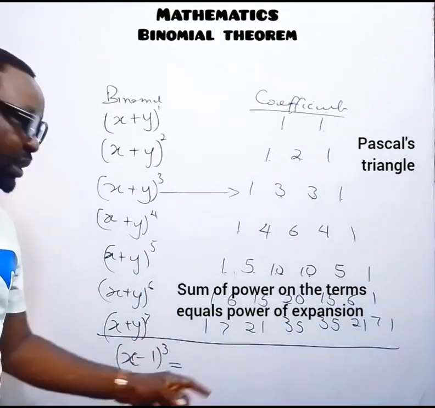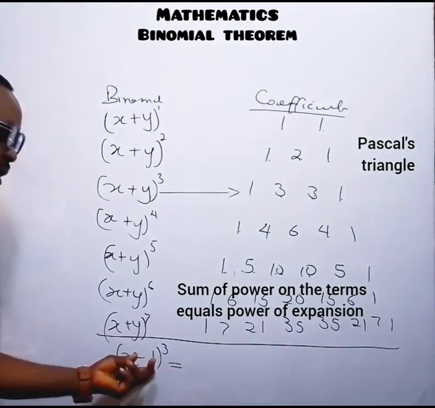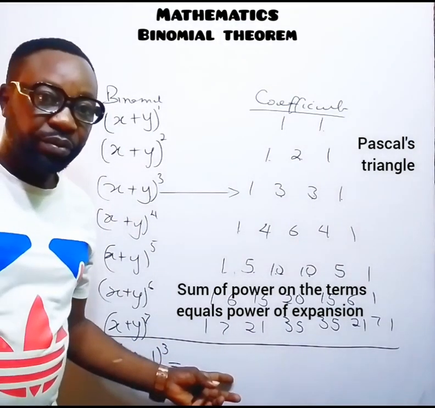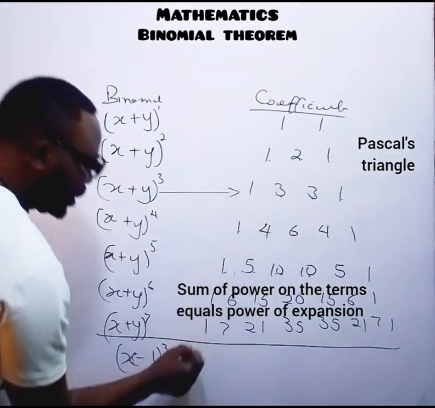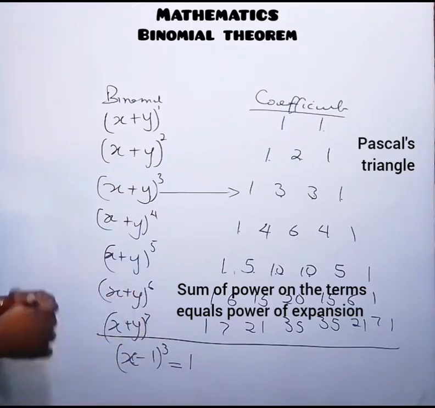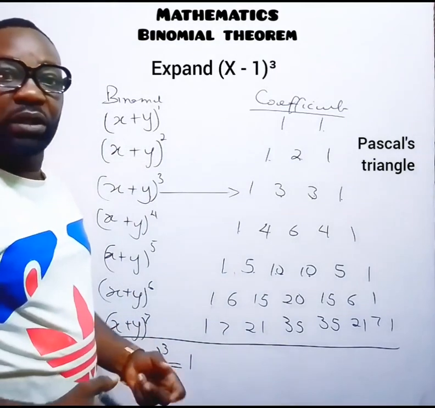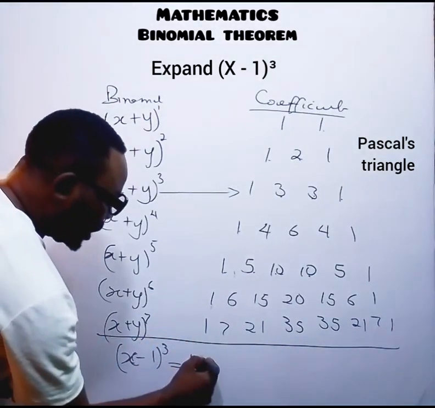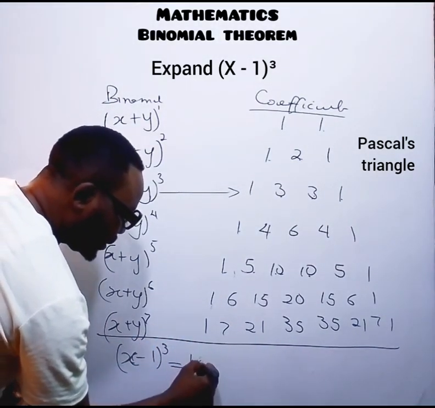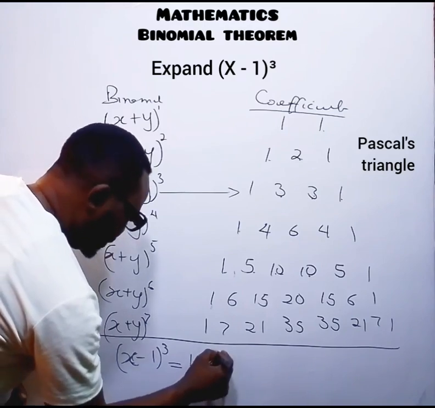In that regard, the first power on this second term here will be 0. So let's look at it now. What's the coefficient of the first term? You will write the coefficient, that is, you are going to multiply the coefficient with all this power expression here. This one will now be equal to 1 times x raised to the power of 3.